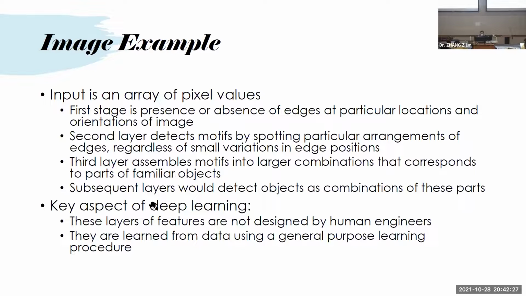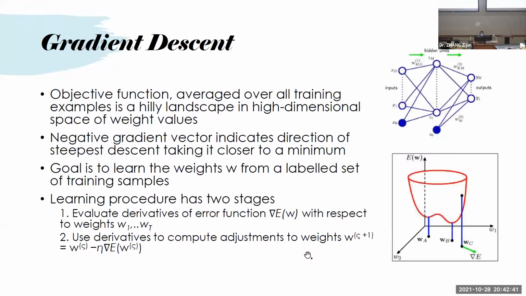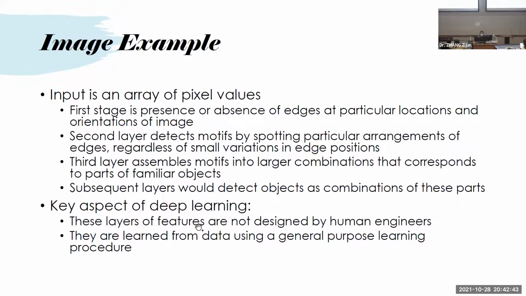Subsequent layers will detect objects as combinations of these parts. And the key aspect of deep learning is that these layers of features are not designed by human engineers. They are learned from data using a general purpose learning procedure, so they are automatic.